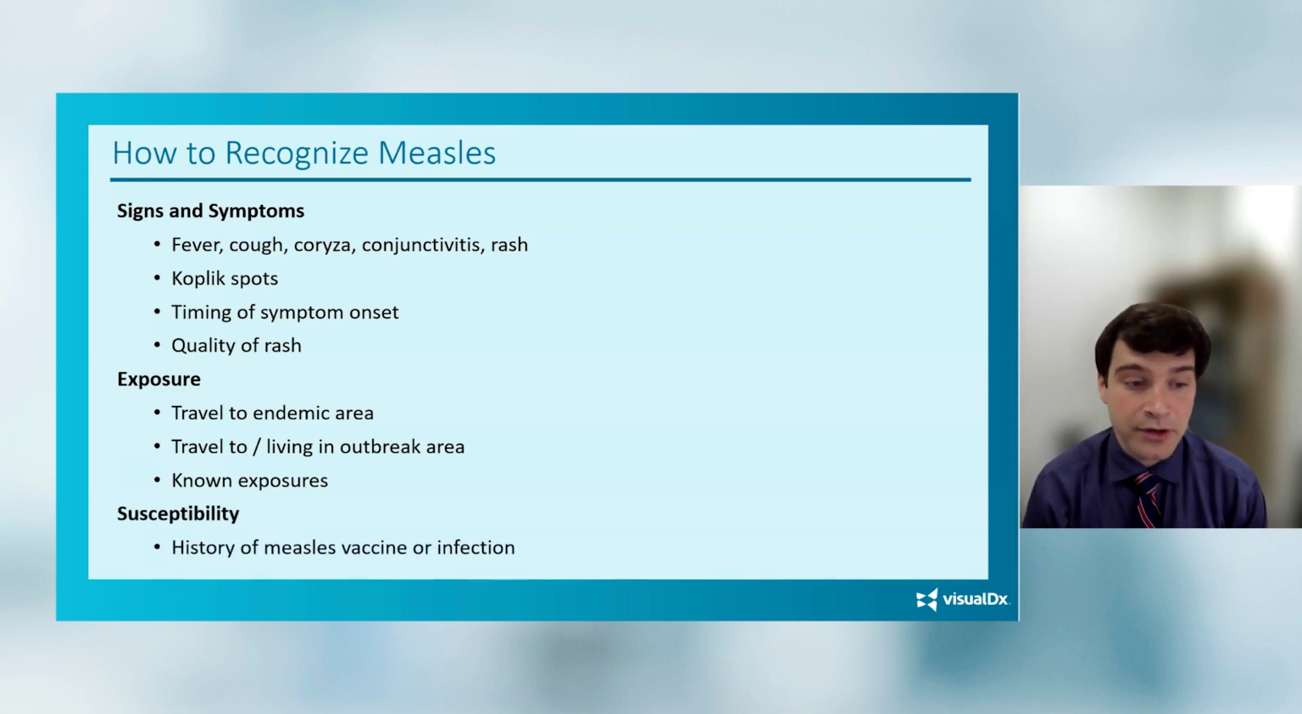And then we have to consider the susceptibility, because anyone who's had a history of measles infection, and the vast majority of people with a history of measles vaccination, do have permanent lifelong immunity to measles and are very unlikely to have measles infection. So consider these three factors when evaluating someone for measles.